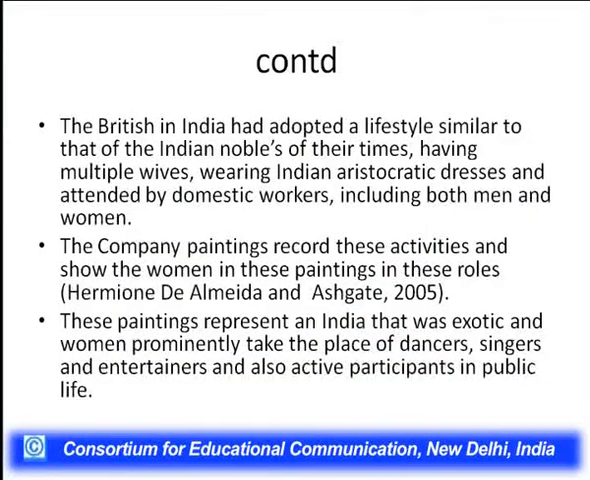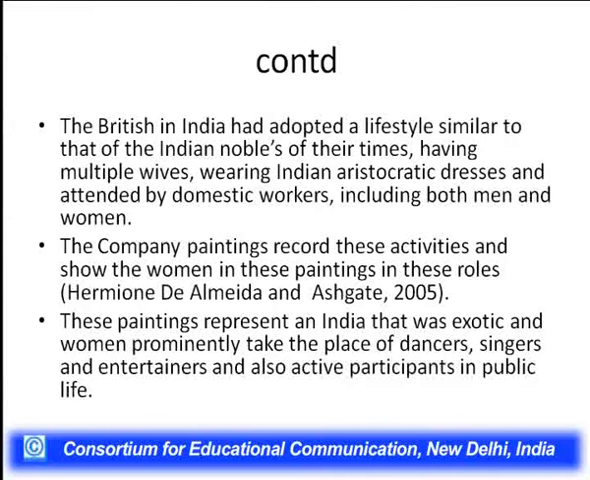The British in India specifically adopted a lifestyle similar to that of the Indian nobles' ways of life. So, the ways of life of Indian aristocracy were now being aped by colonial administrators and officers. So, therefore, they also started having multiple wives, wearing Indian aristocratic dresses, and also they were attended by a retinue of domestic servants, including both men and women. And many of the colonial paintings depict this kind of retinue of servants, which definitely created the idea of power. The company paintings recorded various activities and showed the women in these paintings in various roles.